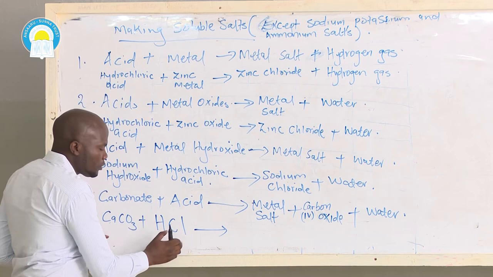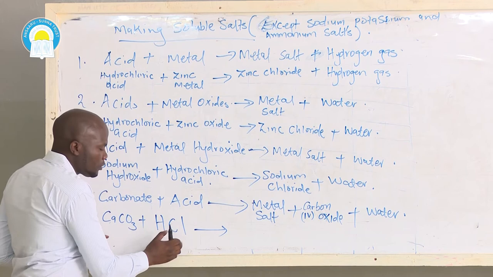So we have an acid reacting with this insoluble metal oxide, we end up getting a metal salt and water. I'm using this example still on hydrochloric acid. In this case now, I will use zinc oxide as my metal oxide, which is an insoluble base. So hydrochloric acid plus zinc oxide, I get zinc chloride plus water.